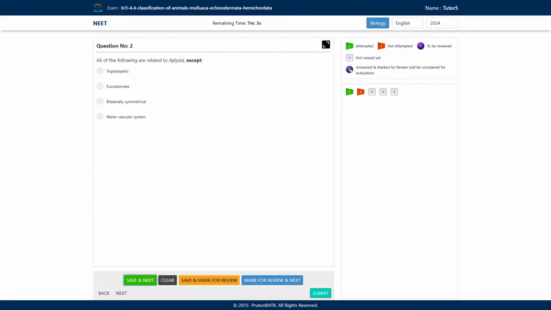Now next question. All of the following are related to Asterias except. So you have to select the odd one out here. Clear? The question is regarding Asterias. Which of the following are related to Asterias except: triploblastic, eucoelomate, bilateral symmetrical, and water vascular system. So what will be the correct answer here?